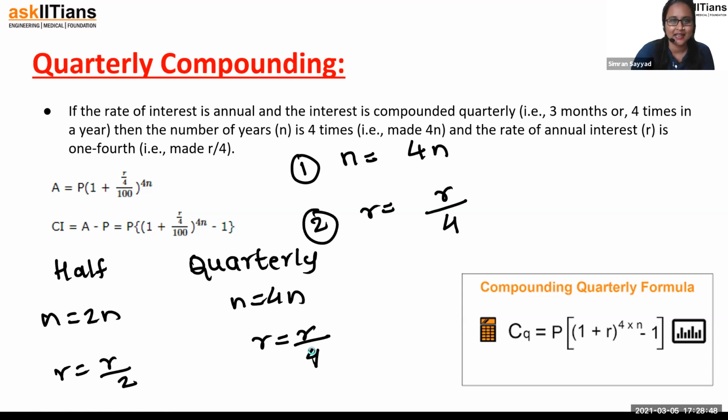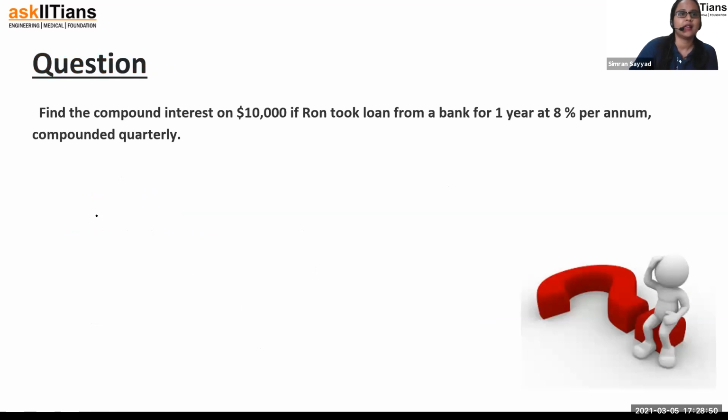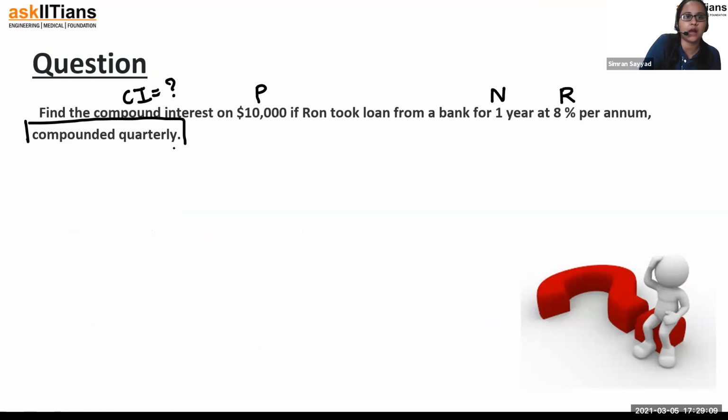Okay, quickly, find the compound interest. You have to get the compound interest on 10,000. This is your principal. Ron took a loan from a bank for 1 year, so n is 1, at 8% per annum, compounded quarterly. They have told you to calculate compound interest, but we can't calculate compound interest directly. For that, we have to get the amount first.